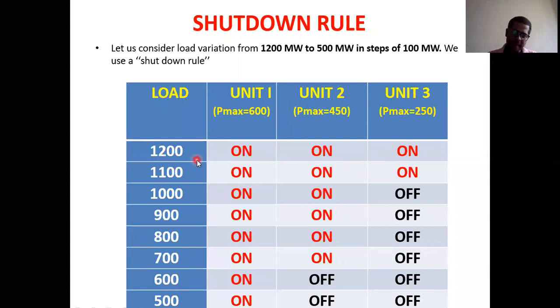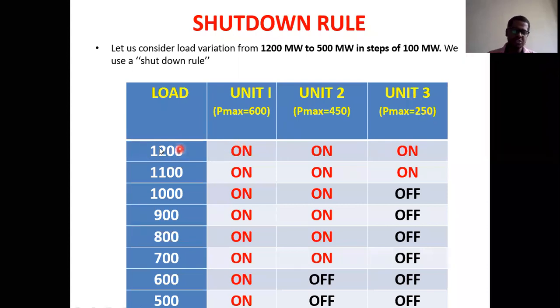For example, let us consider the maximum load, that is 1200 megawatts. In this example, we are considering 3 units: unit 1, unit 2 and unit 3. And these are the maximum power each of the 3 units can generate. 600 megawatts is the maximum power generated by unit 1. 450 megawatts is the maximum power generated by unit 2. 250 megawatts is the maximum power generated by unit 3.